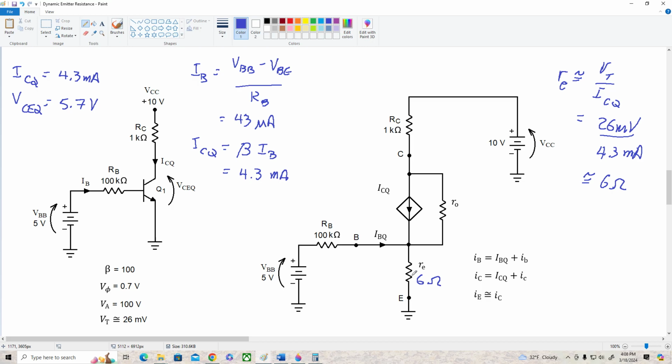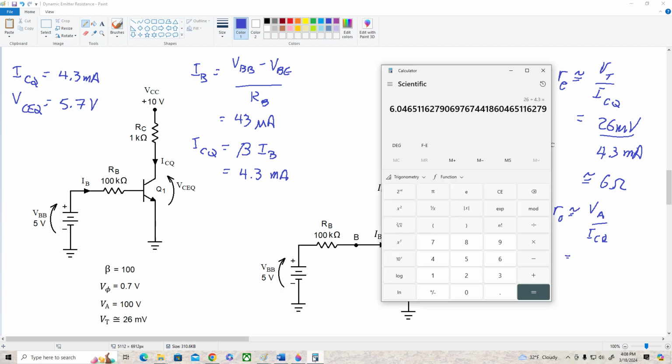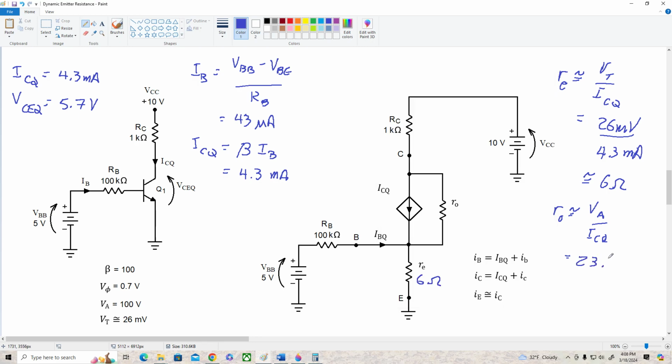Let's find r sub O now. Remember, we're assuming V sub A is 100. So little r O is equal to V sub A over ICQ. That's 100 volts divided by 0.0043, which is about 23.3 k ohms. 23.3 k ohms, right?